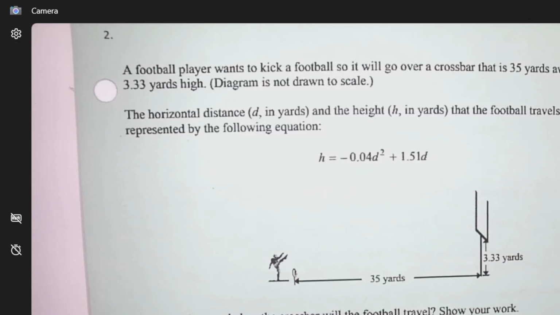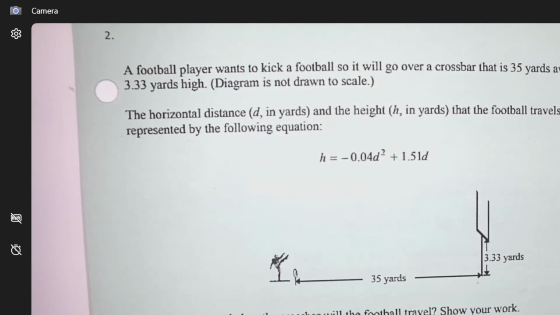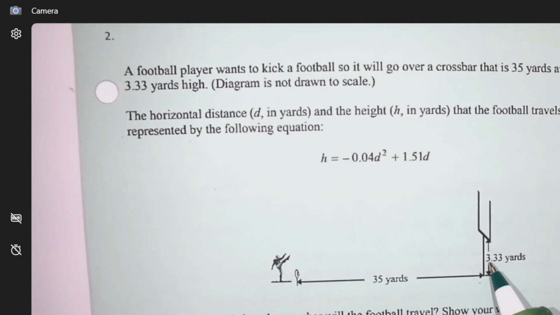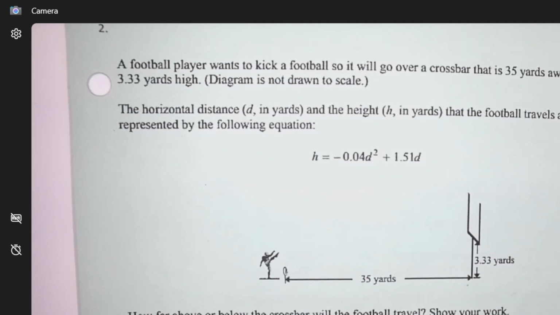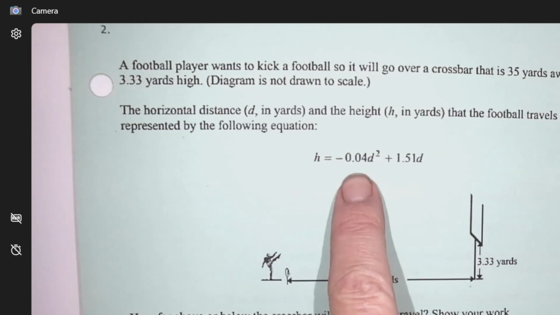Question 2 in your homework booklet. A football player is kicking the football and they're trying to get it through the uprights. So if you don't know football, to get a field goal, the ball has to travel through the bars but over this crossbar. If the football is underneath, that's not good. It has to be somewhere above this to score. Okay, so let's go. Type that in.